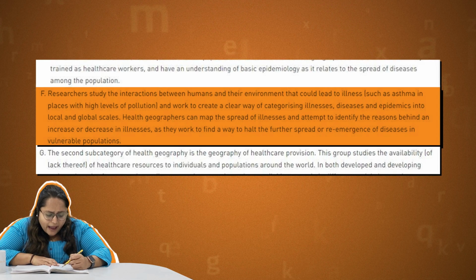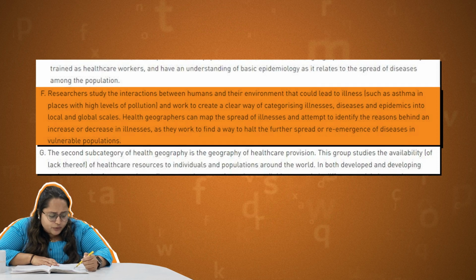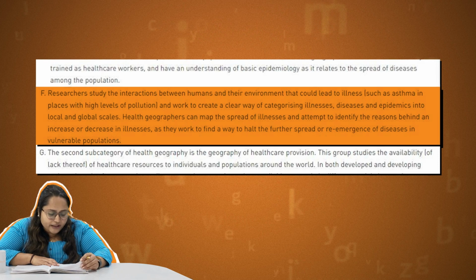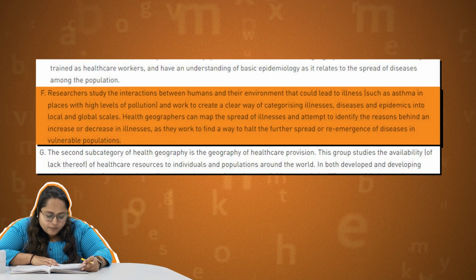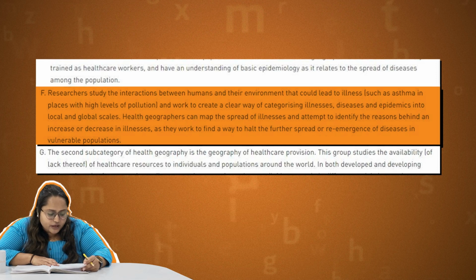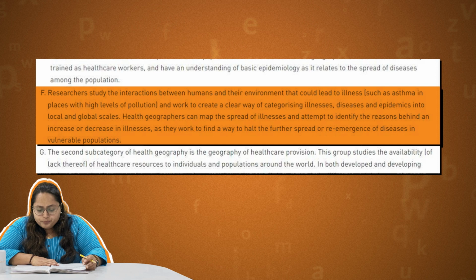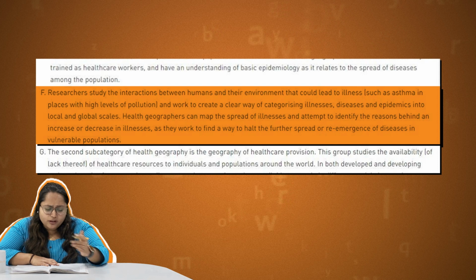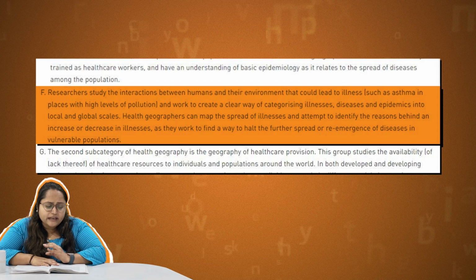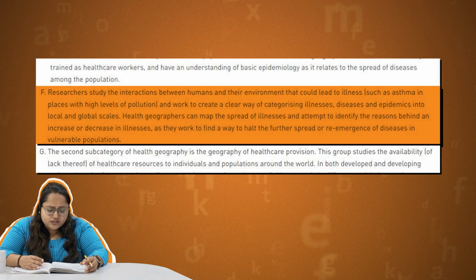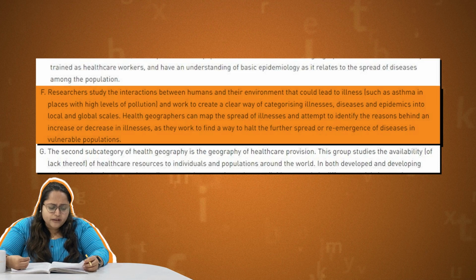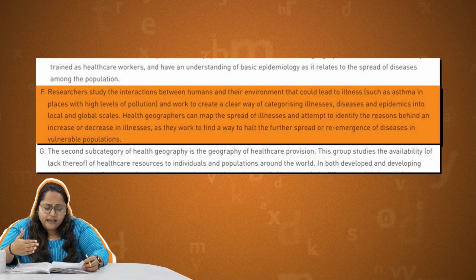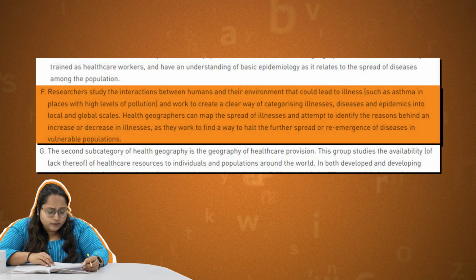Health geographers can map the spread of illness and attempt to identify the reasons behind an increase or decrease in illness, as they work to find a way to halt the further spread and re-emergence of diseases in vulnerable populations. So now here, what do you see? The researchers study the interaction between humans and their environment that could lead to illness. Means the way they interact with each other between humans and environment could lead to illness, such as asthma, where the levels of pollution are quite high. People usually have asthma problems, right?